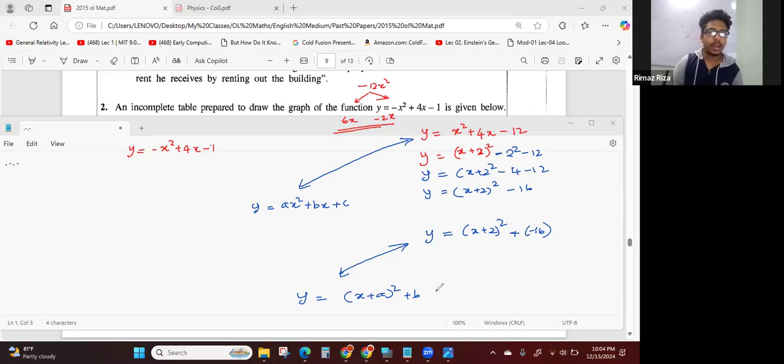So when you write a graph in this form, you can write the coordinates of the maximum point or the minimum point. Now this graph has a minimum point. So I can write the coordinates of the minimum point of this particular graph, x squared plus 4x minus 12. This will be the graph, and this point is the minimum point.